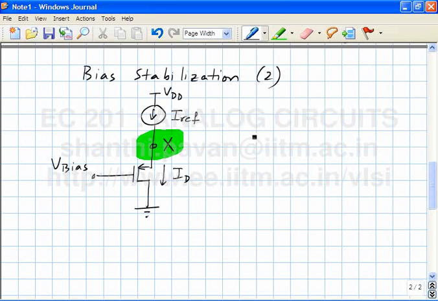But if IREF is greater than ID, it basically means that ID is too small, which means that the potential at node X is too small to begin with, okay? And by hooking up IREF to the source in this fashion, the potential at node X is going to rise automatically, thereby making ID exactly equal to IREF. Does it make sense? So this will also be equal to IREF.